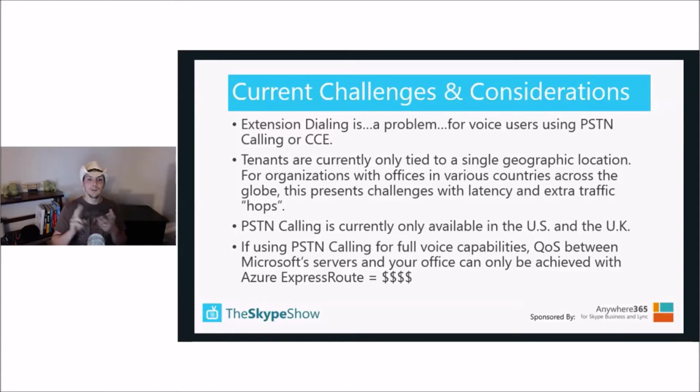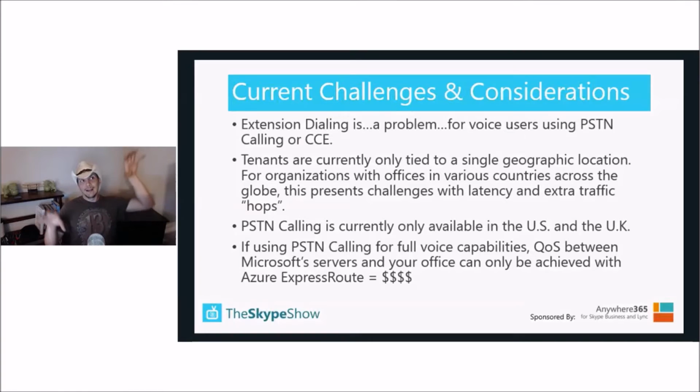And then lastly, if you're using PSTN calling for full voice capabilities, QoS between Microsoft servers and your office can only be achieved with Azure ExpressRoute, which costs a ton of money. You think about it, the calls are happening across the internet from your office to Skype for Business Online. Typically, you would control QoS and quality of your network in general in-house, from the endpoint, from the users to your voice infrastructure and then out to the PSTN, etc.